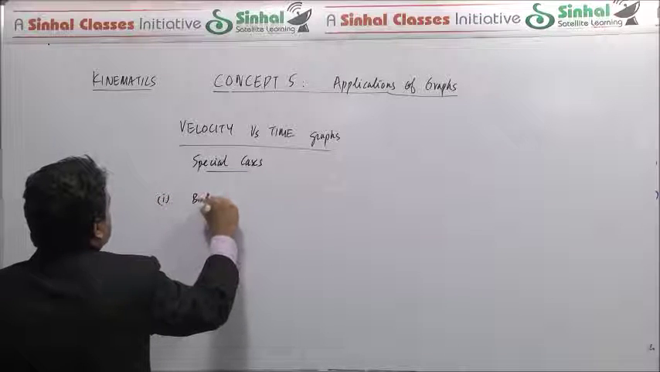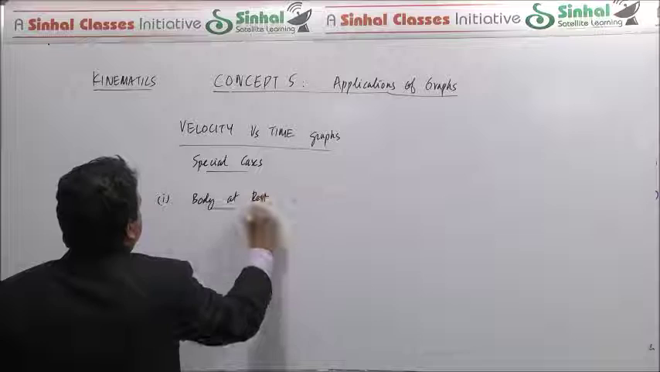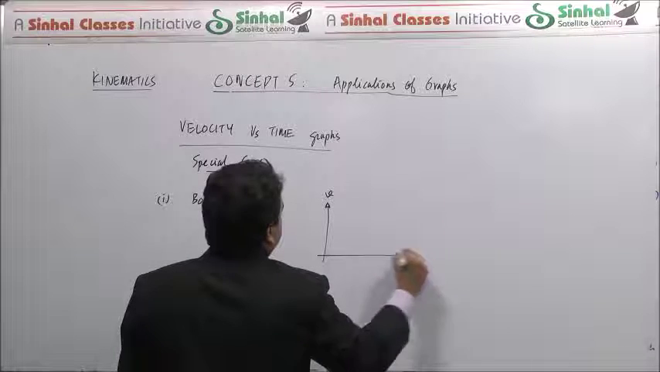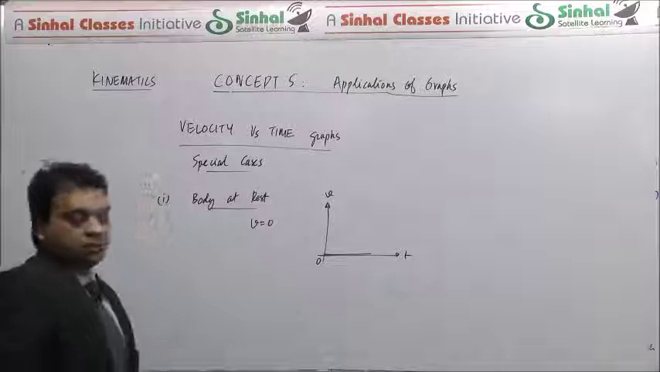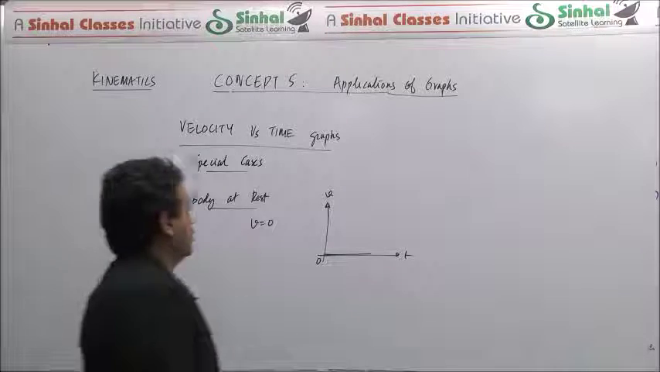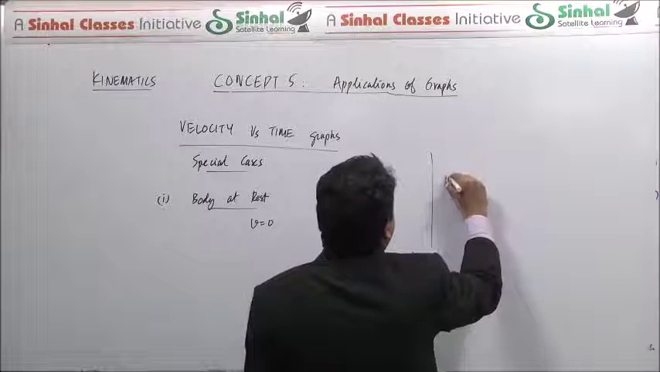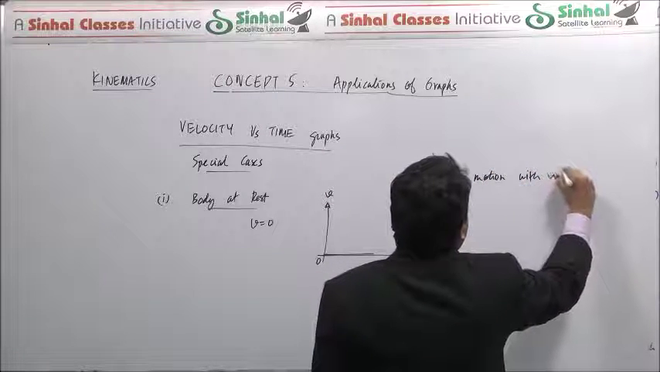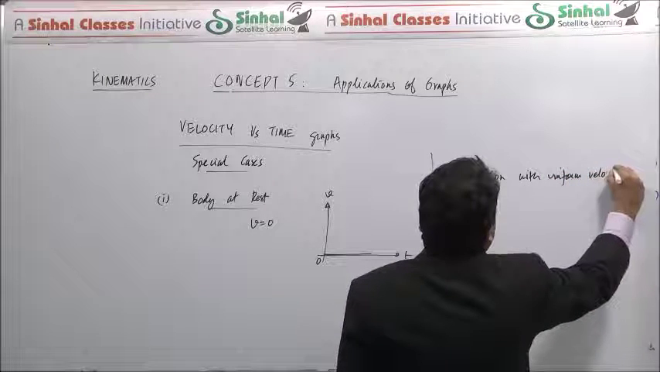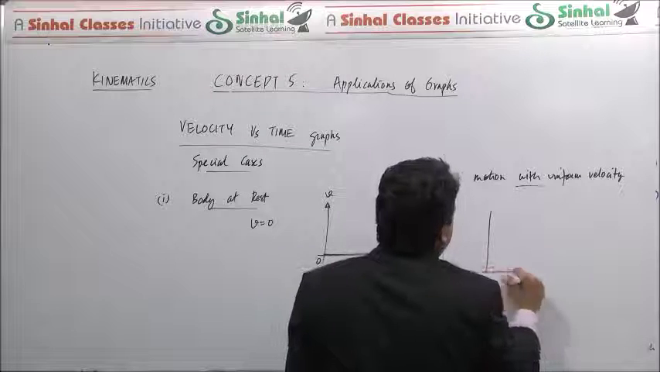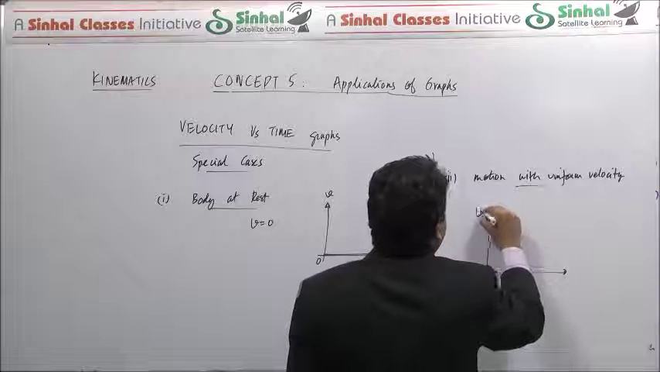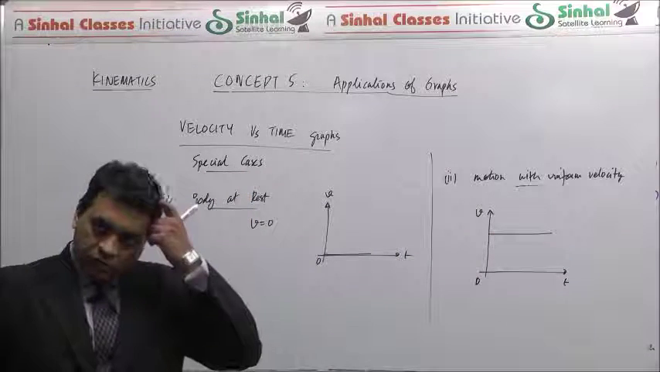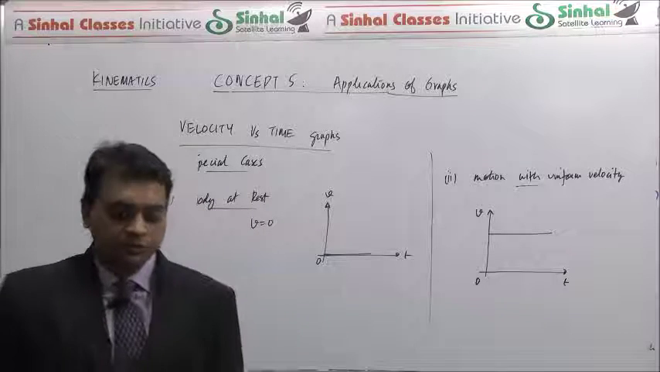So when we consider the body at rest, it means its velocity is 0. So the velocity time graph, velocity is 0 during the entire interval of time. Okay. When we consider a body moving with uniform velocity, we have a straight line, and whatever the value of velocity in that straight line, that is the uniform velocity with which the body is moving.